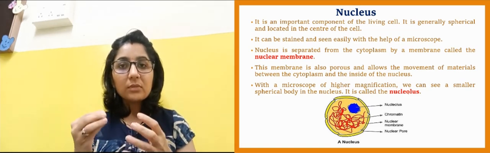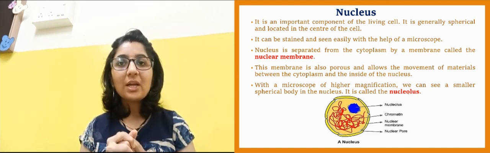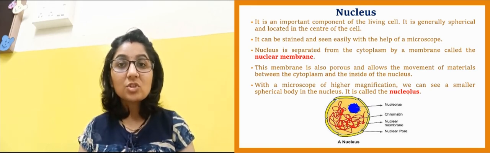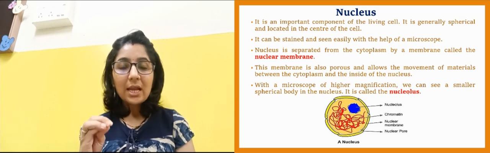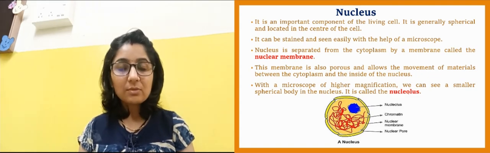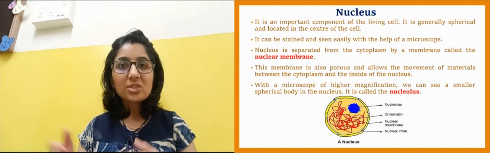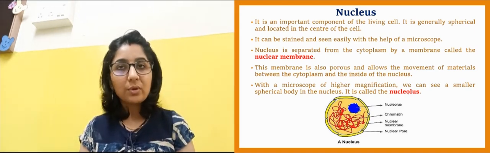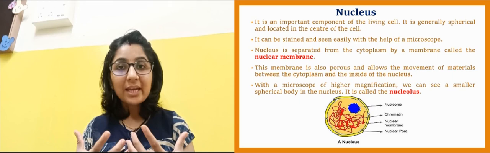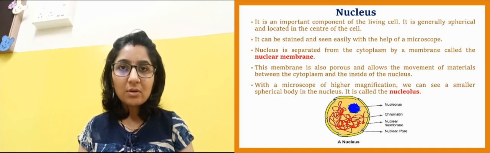And also this nuclear membrane, like the plasma membrane, is porous, and it allows the movement of certain substances, because there are certain substances which need to pass inside the nucleus and some substances which need to pass out of the nucleus. So the nuclear membrane also is porous, and it allows the movement of certain substances inward and outward through it.